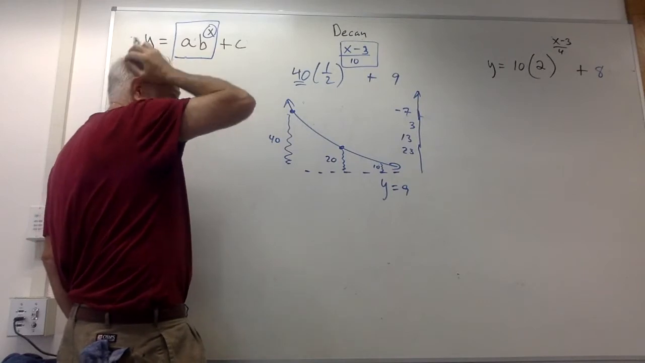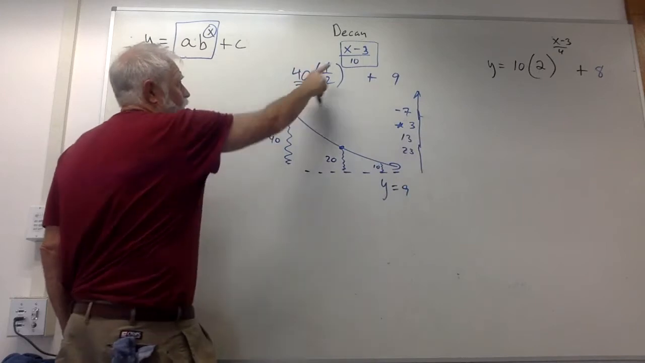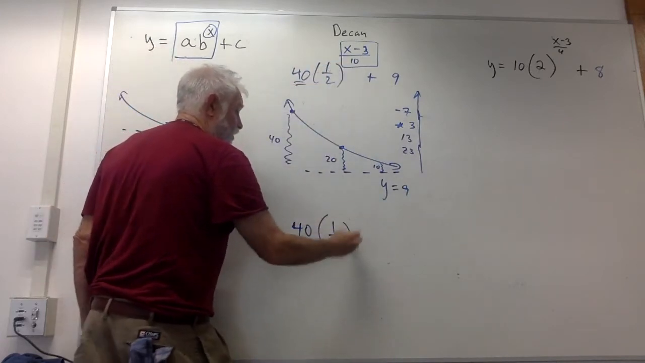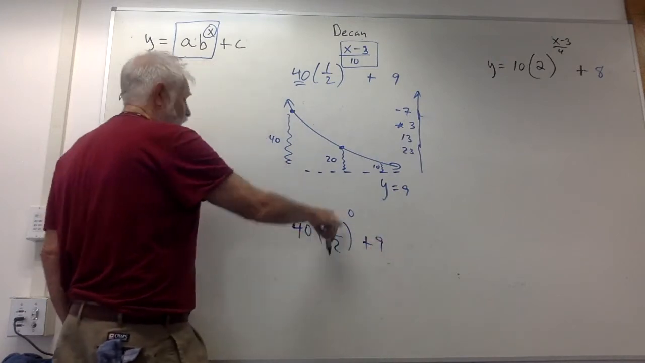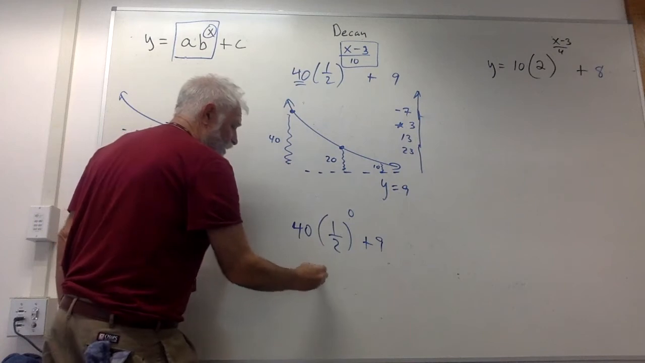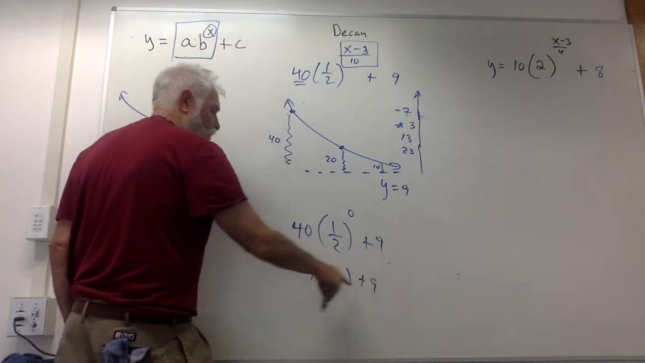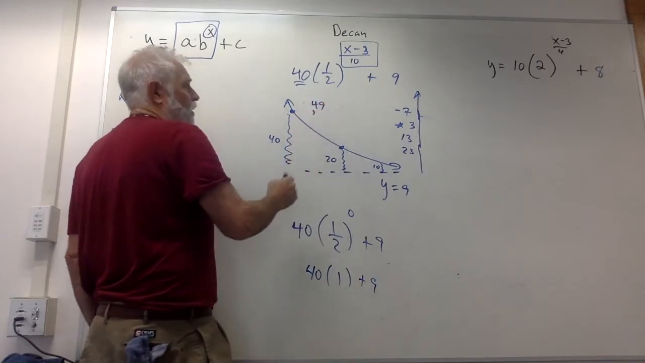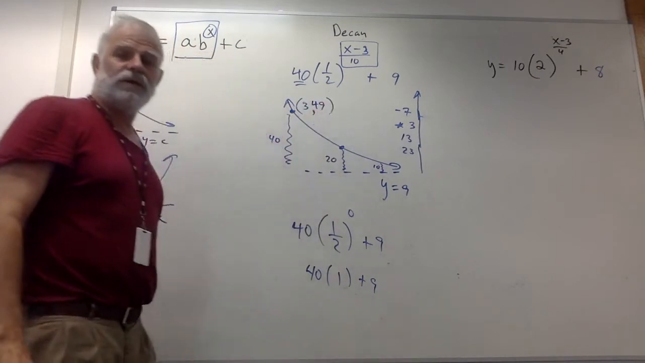So what makes 0? A 3. And if I put a 3 in, I get 40 times 1/2 to the 0, plus 9. We've been talking about something to the 0 is 1. Well, there's your jump of 40 on top of 9, taking you to 49. And what gave us a 0? 3. That's what you're going to try to learn how to do.